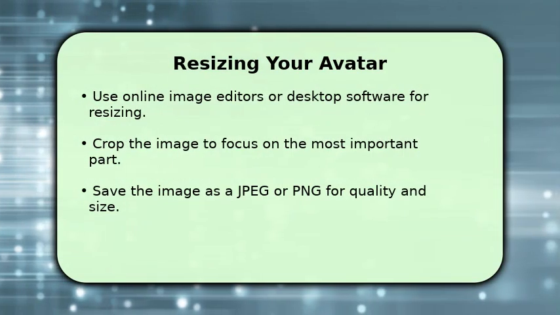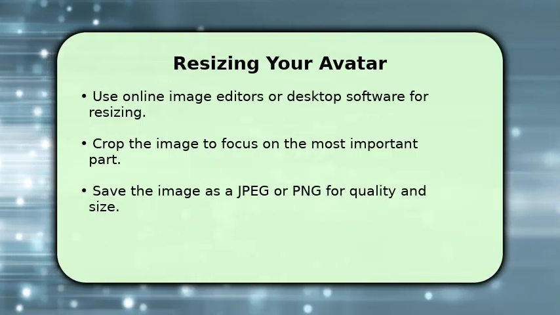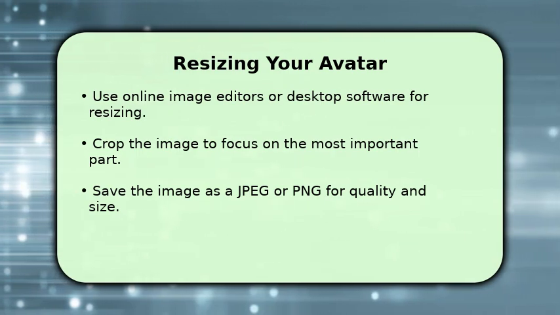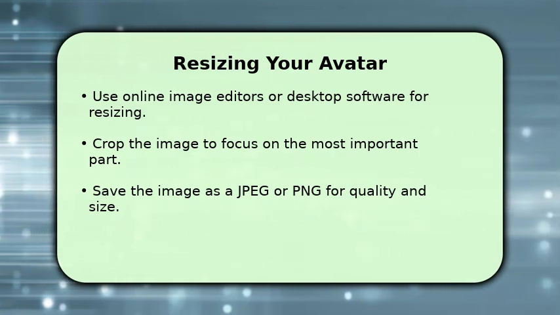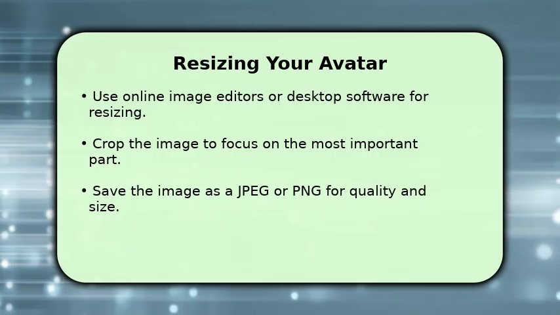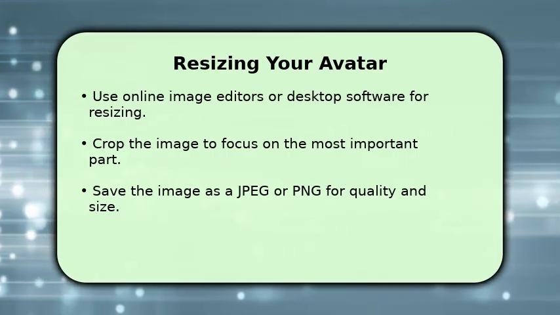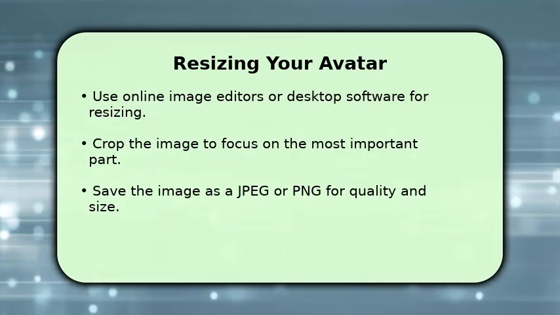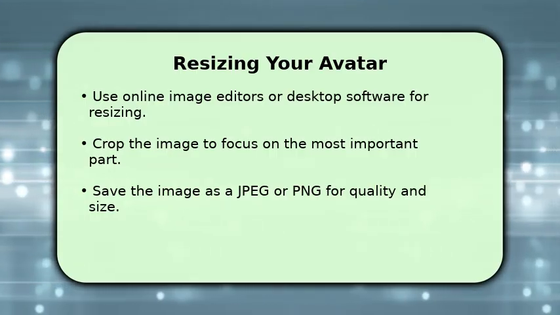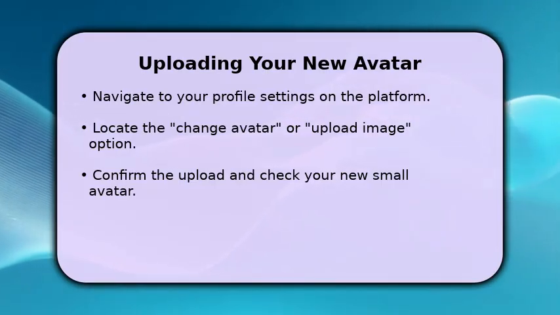To resize your image, you can use free online tools or photo editing software. These tools allow you to adjust dimensions and compress the file. Start by cropping your image to a square, focusing on the key elements. Then, reduce the resolution to match the desired avatar size. Saving it as a JPEG or PNG file type helps maintain good quality while keeping the file size manageable for upload. Once your small avatar is perfectly sized, it's time to upload it.